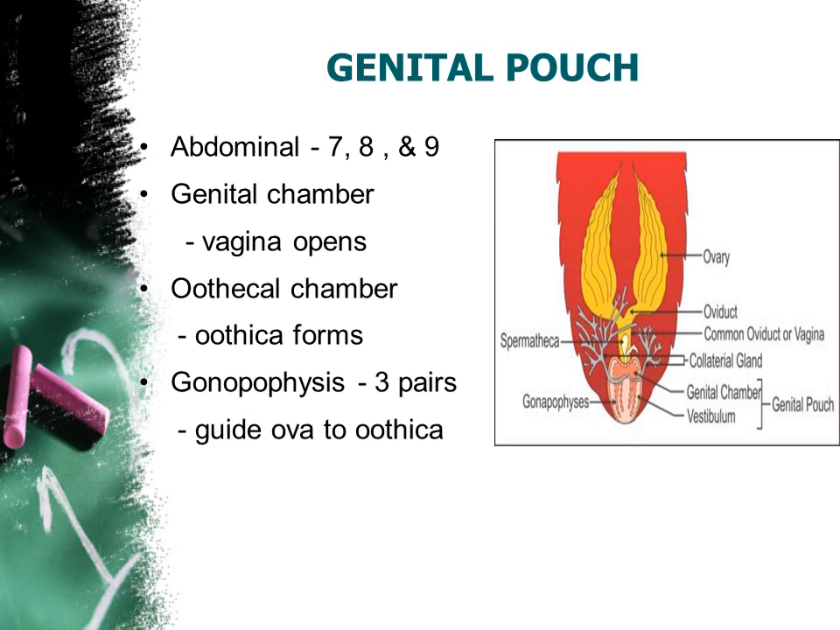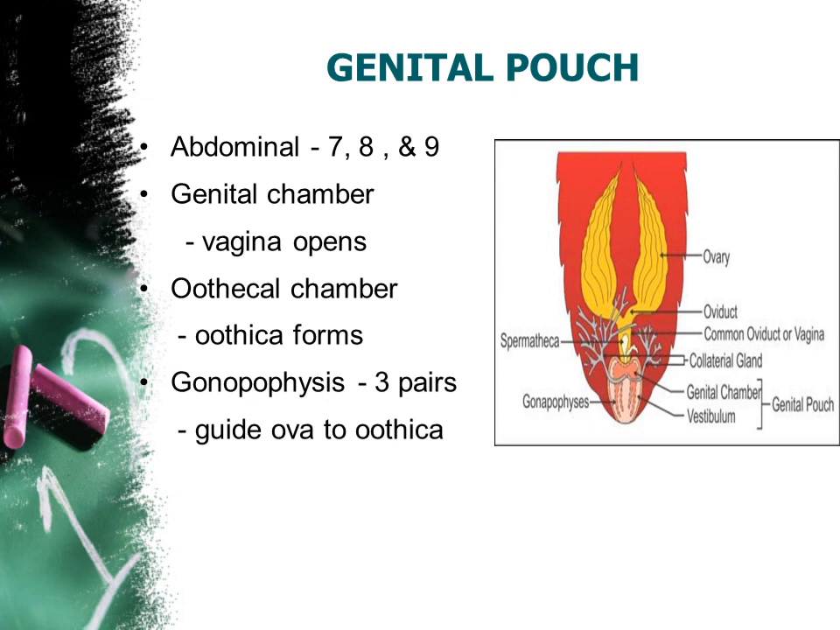Fine. Okay. Then this pouch consists of 2 chambers. It consists of 2 chambers. The names of the chambers are: the first one is the genital chamber and the second one is the oothecal chamber. Okay, and let us see what is the role of each. The first one, genital chamber.